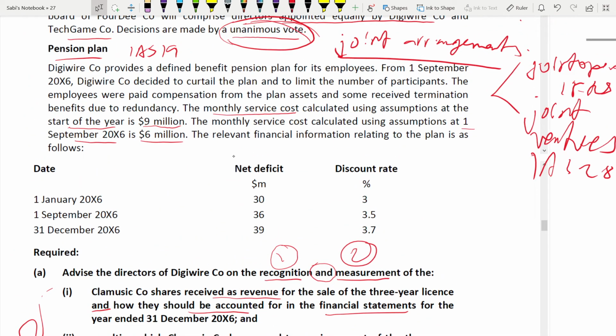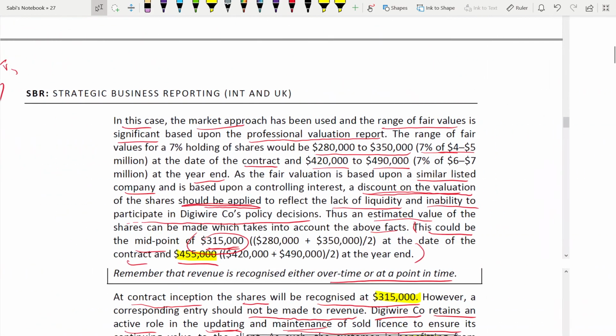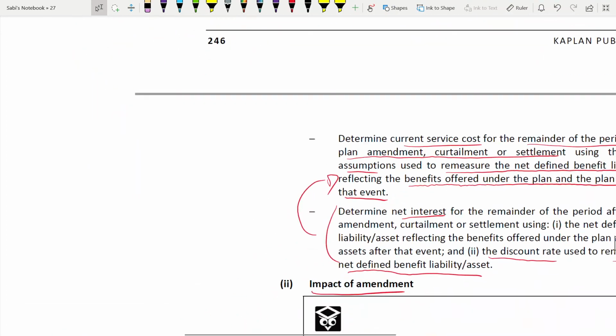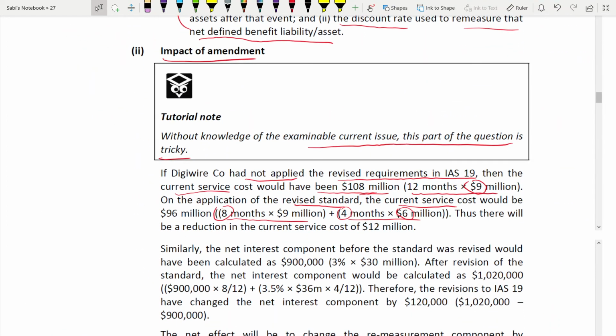If you see here, the service cost at the start of the year is 9 million. So January, February, March, April, May, June, July, August. September we are not counting because 1st of September, 8 months. So 8 months into 9 plus, for the other 4 months, it would be September, October, November, December. It would be 6 million. Hence, 96 now. Before it was 108, now it reduced to 96. So there's a reduction in the current service cost of 12 million.